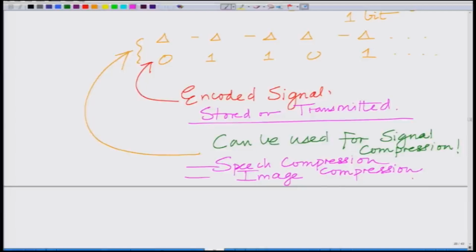All right. In the subsequent module we will look at how to reconstruct the original signal from this encoded bit stream. All right, so we will stop here. Thank you.